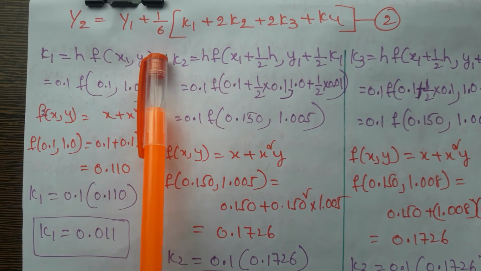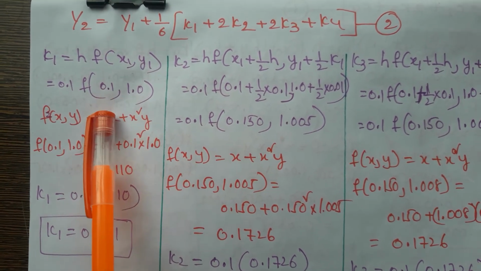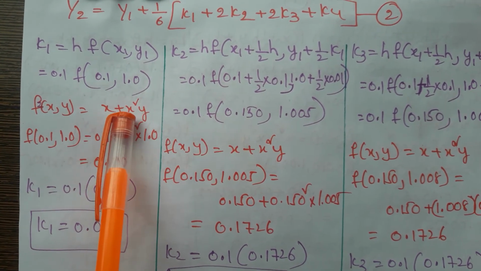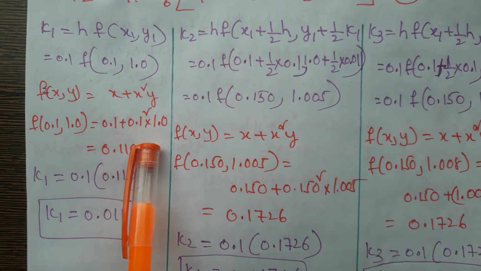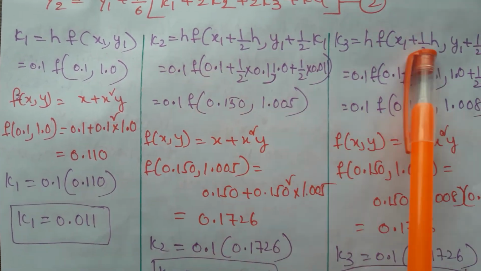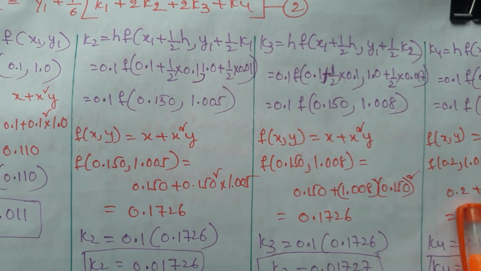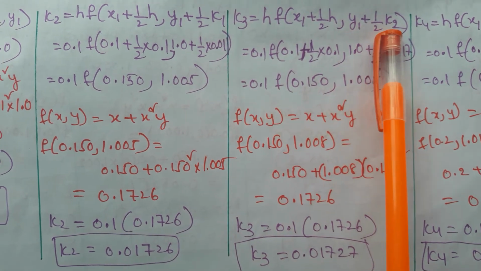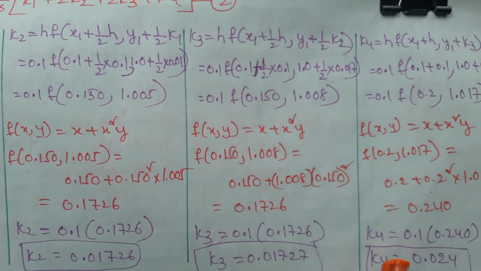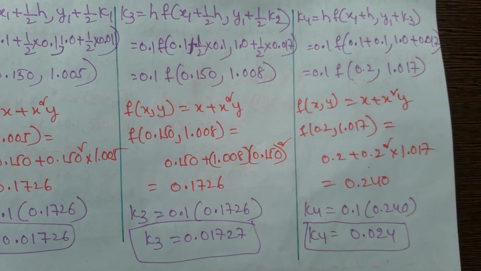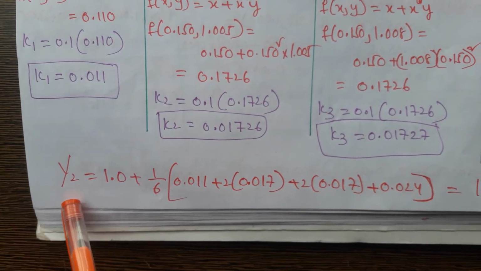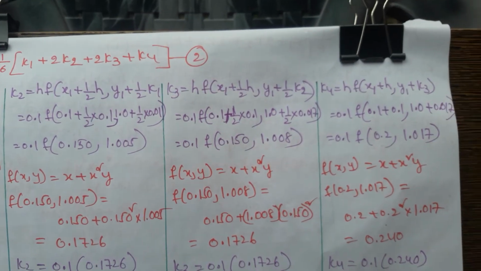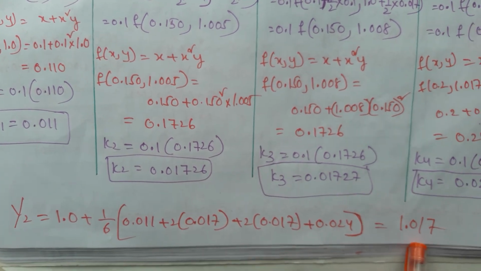I will display that also. So the k1 formula is 0.1 into f of x1, value 0.1, y1 value 1.0. This is in the form of f of x comma y, x plus x square y. So we need to substitute the values here and we get k1. In the same manner we have to do k2, k3 and k4. This is for k2, and this is for k3. This is the formula; substitute the values and find k3. And this is k4. By substituting all the values you will get the y2 value, 1.017. You need to write this y1 and y2 value in the tabular column.